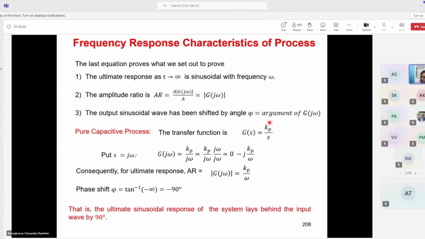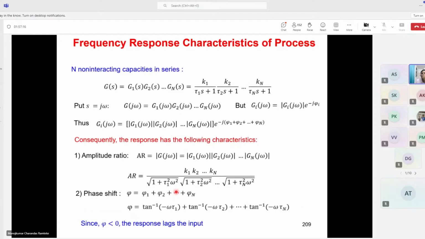Again, look at this transfer function Kp by s. Where is this s located? What is the root of the denominator? 0. So when the root is located at the origin, is the process stable or unstable? Anyone? Hello? Stable. So this is a stable process, and we can clearly obtain the amplitude ratio directly by replacing s by j omega. That gives me Kp by omega as the amplitude ratio, and the phase angle comes out to be minus 90.